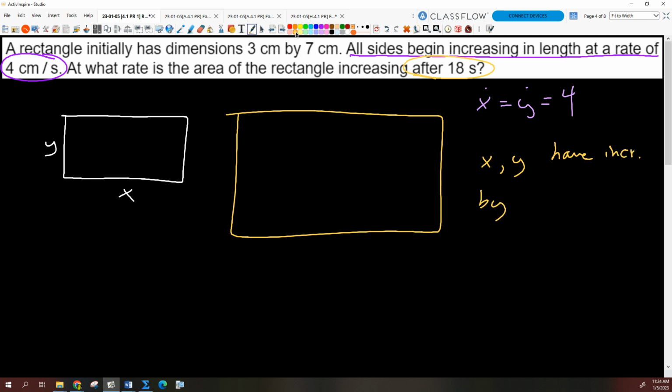How much? How'd you get it? Yeah, right? 4 centimeters per second times 18 seconds gives us the amount that the sides have grown, right? Right, and what is that? 16, what? 32? They've each grown by 32 centimeters.